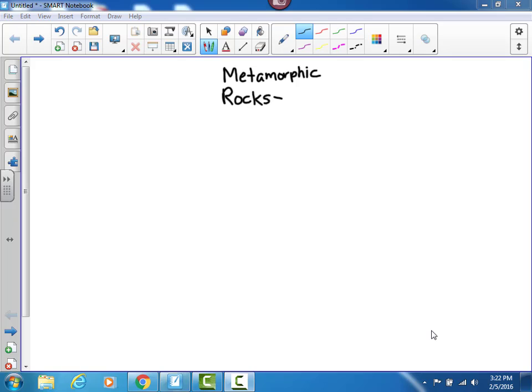We're also going to put a short definition here. And metamorphic rocks, as we learned in our other notes, are those that have been changed by heat and pressure to make a new rock.